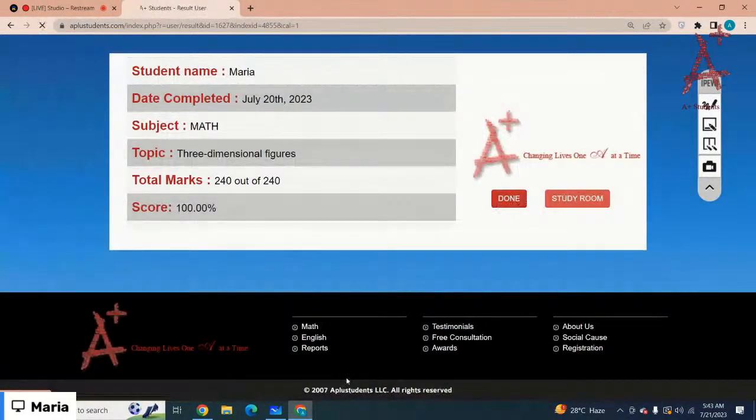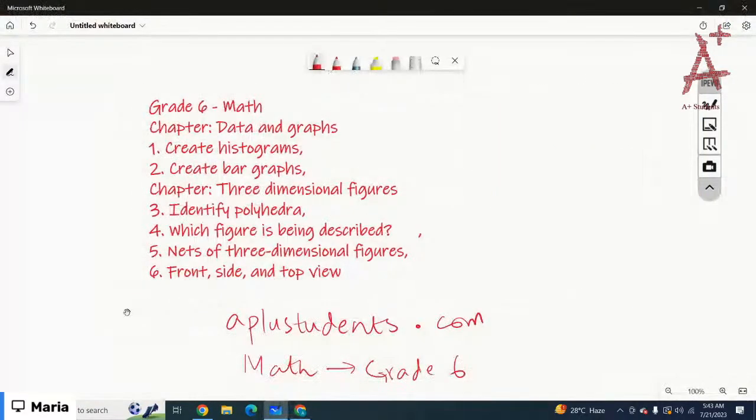Okay, we are done with the lesson. So we were working on grade 6 math. We have started with the chapter data and graphs. The lessons we have covered are create histograms and create bar graphs. Then we have started the new chapter, three-dimensional figures. Lessons we have covered are identify polyhedra, which figure is being described, nets of three-dimensional figures, and front, side, and top view. So please make sure before the next session you complete all the test questions for the lessons we did today.